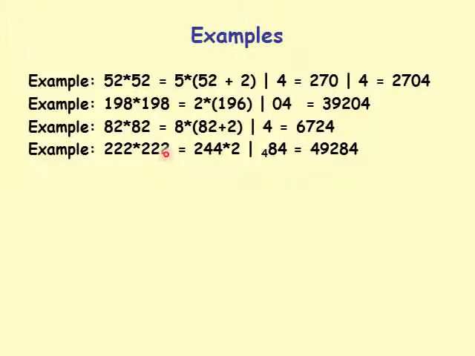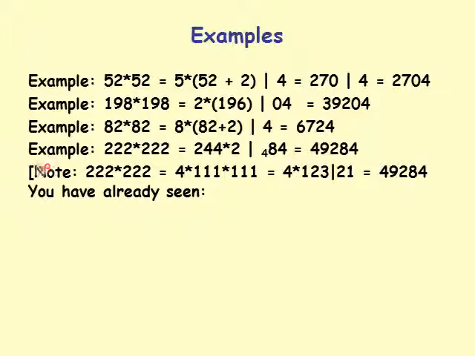Let's continue here. 222 times 222, where the base number is 200, deviation is plus 22, so double deviation gets me 244 here, and here's a proportionality 2. So on the left we have 488, on the right it's 22 times 22 is 484, but I only need 2 digits on the right, so the leftmost 4 of the right hand side gets carried to the left. So answer is 49284.